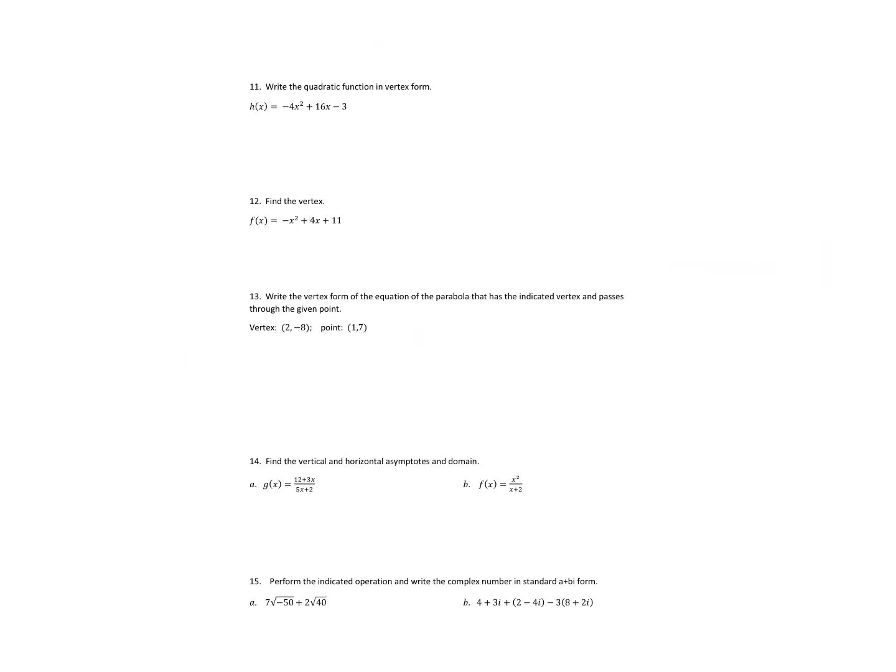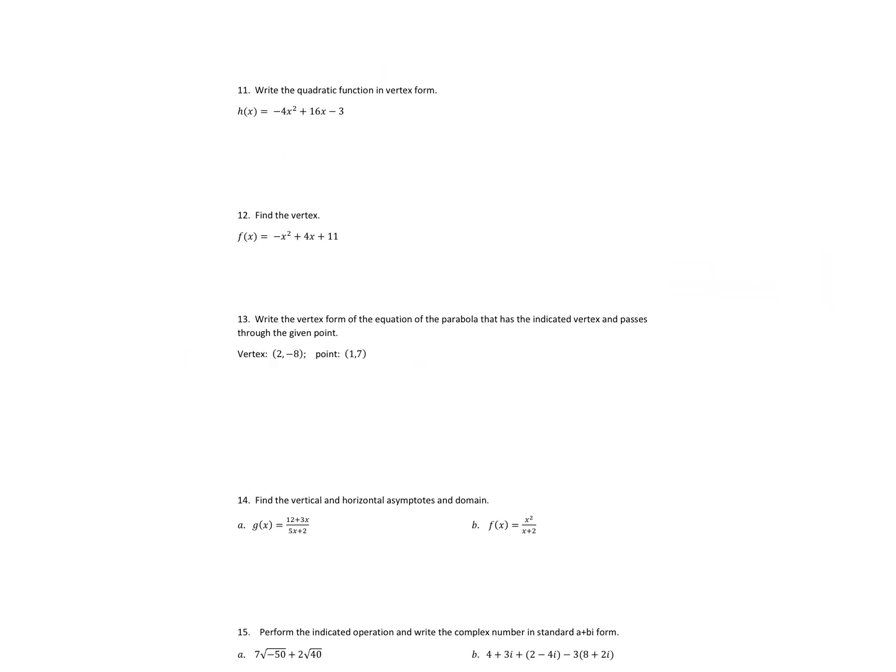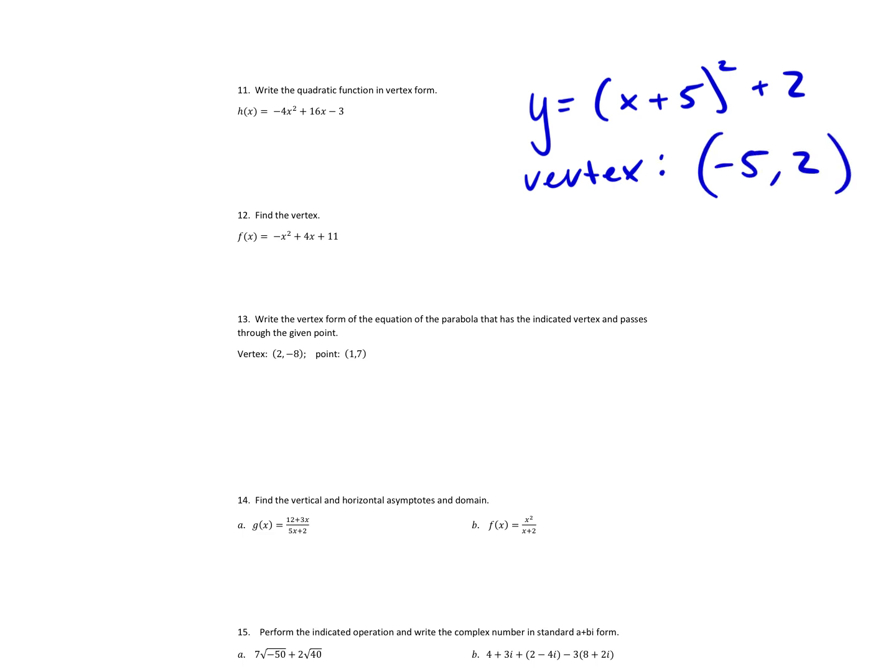Here are our vertex questions. So if we had something like y equals (x plus 5) squared plus 2, what would our vertex be? -5 comma 2. Perfect.